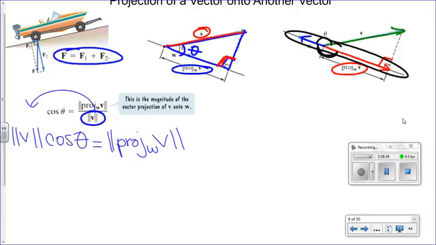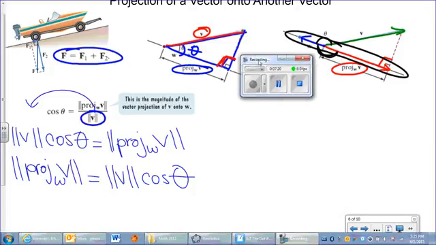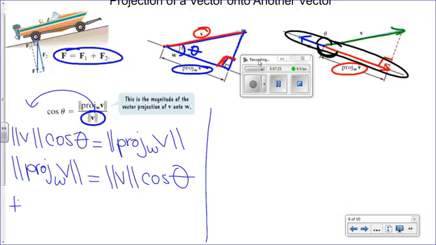Okay, now from here, what I'm going to do is just reverse the equation. So I just want to have the magnitude of the projection of vector V onto W on the left side. And then on my right side, I want to have the magnitude of V times the cosine of theta. Okay. And now I'm going to use the other side, and in a minute we're going to come back to this side here, okay?